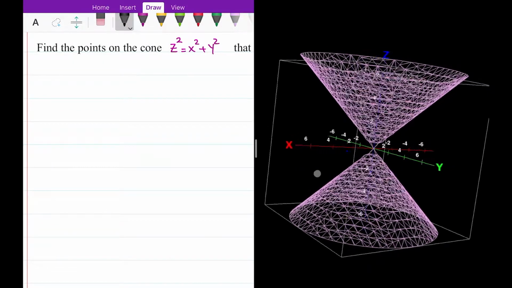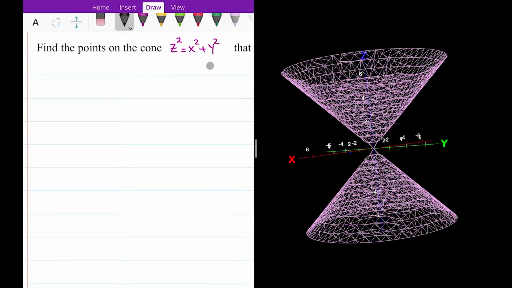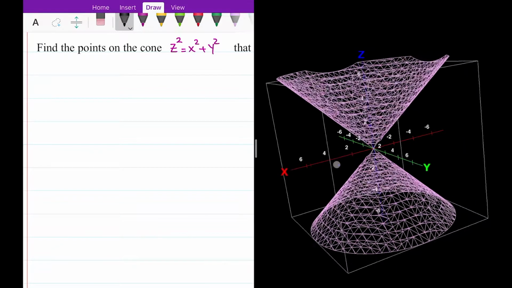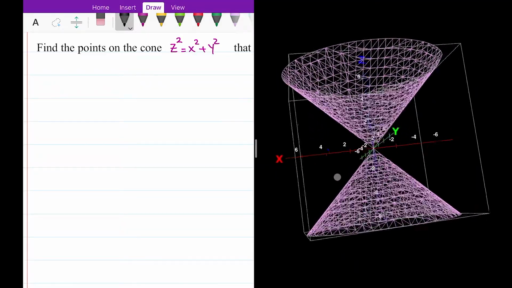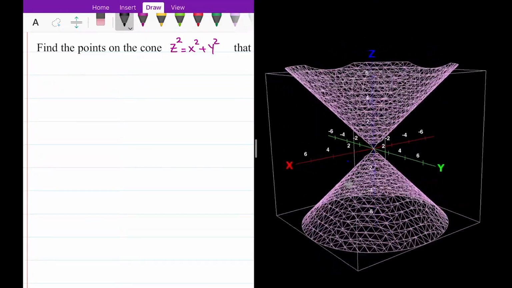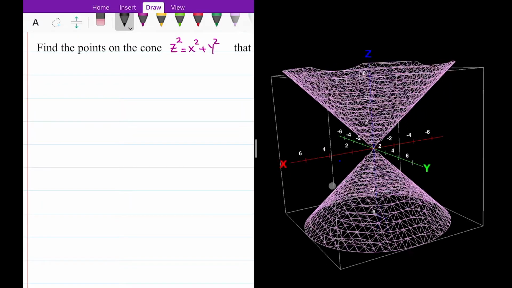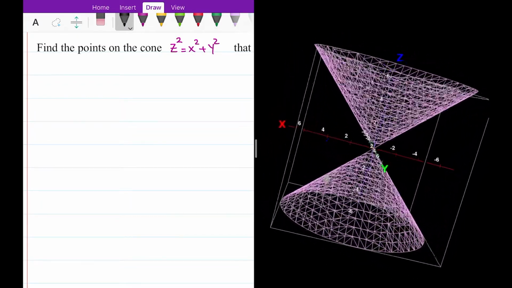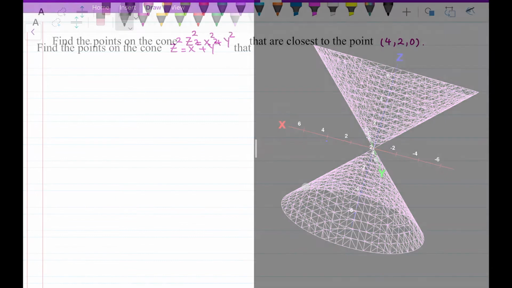As you see, this is the graph of the cone z squared equals x squared plus y squared, and the little blue dot here is the point (4, 2, 0). I'm looking for the closest point to the blue point, so probably one point here and another point here would give me the closest point, as you see from this shape. Okay, so let's solve the question algebraically.